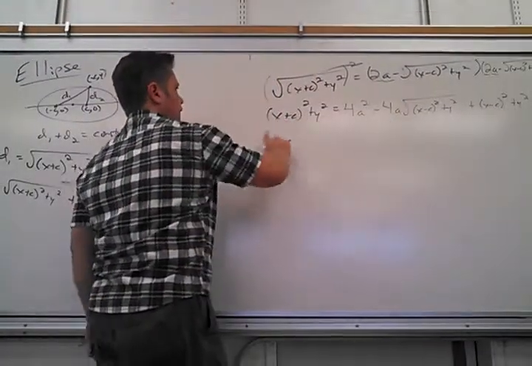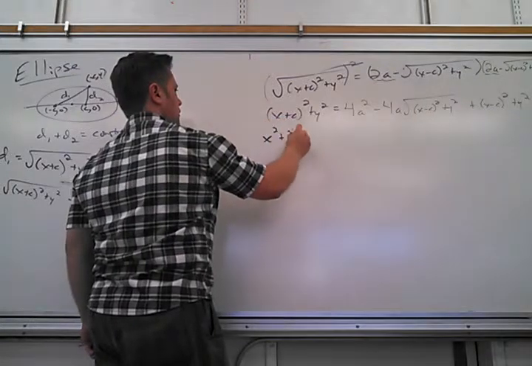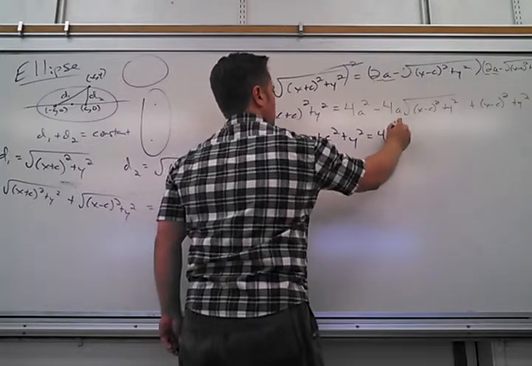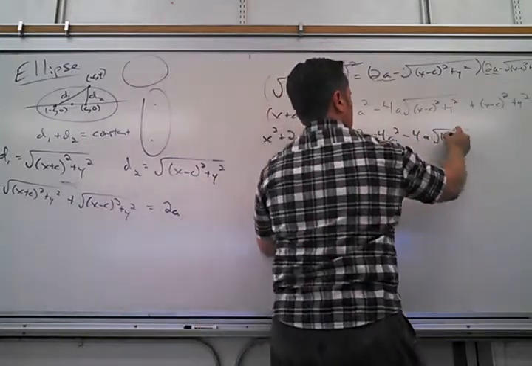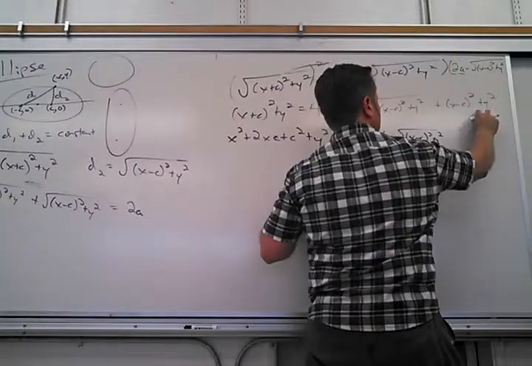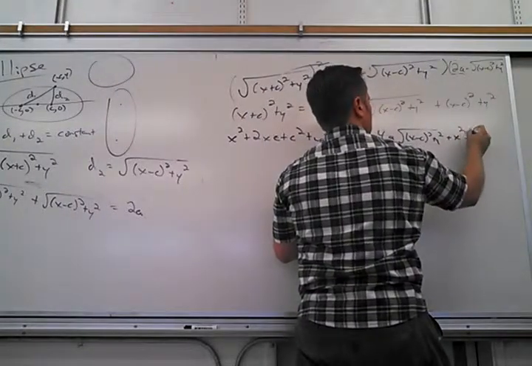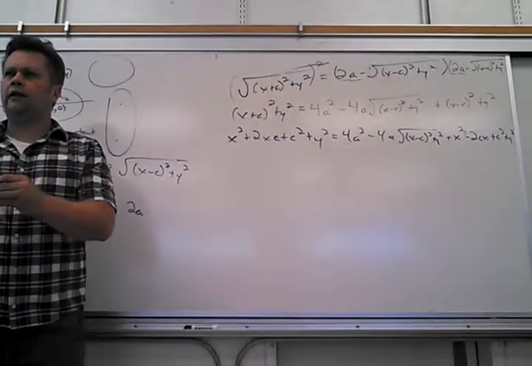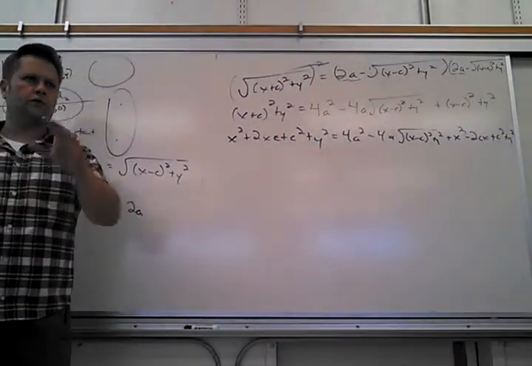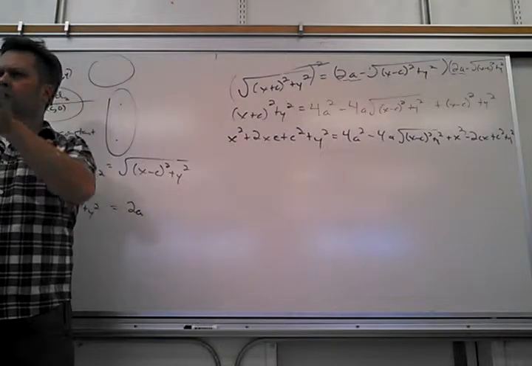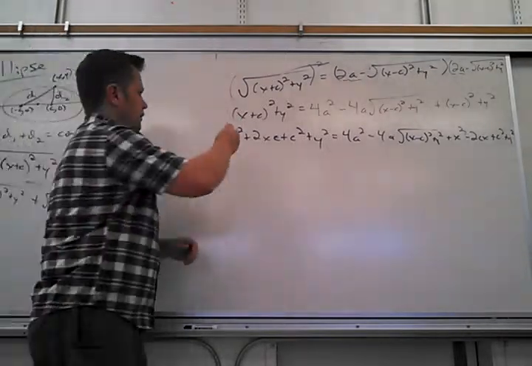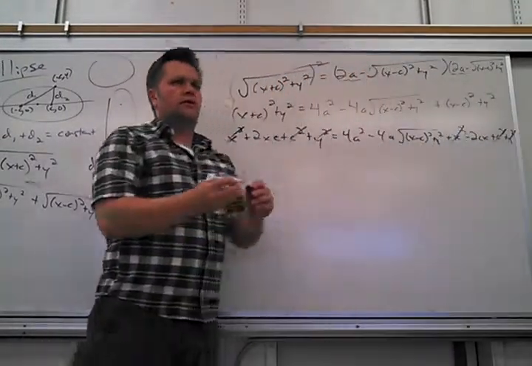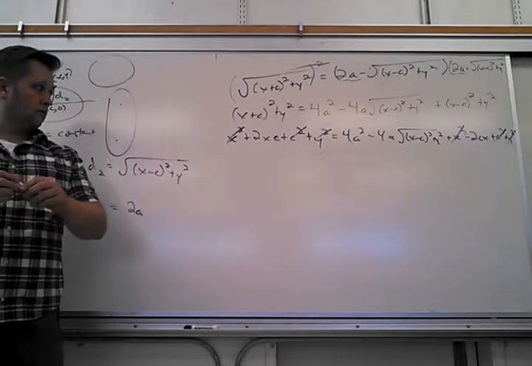If I FOIL this thing out, and then if I foil this thing out, you'll see a lot of stuff cancel again. Sort of like we did with a parabola, except here it's just worse. There were more roots thrown around, so it's going to be a little bit worse. But I see a lot of stuff cancel. Right? See like the x squares, c squares, y squares. That's cool. I don't want to keep writing that stuff down.